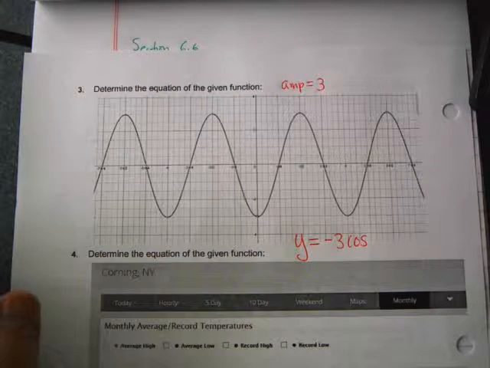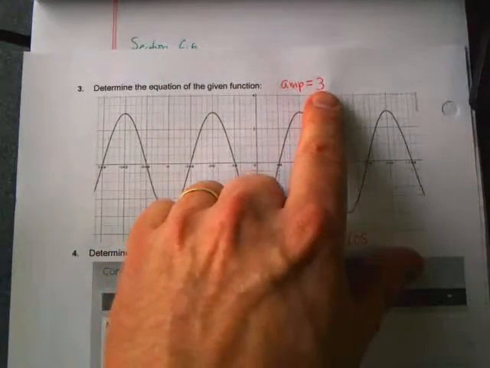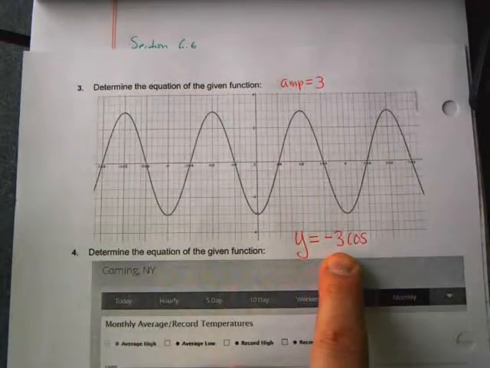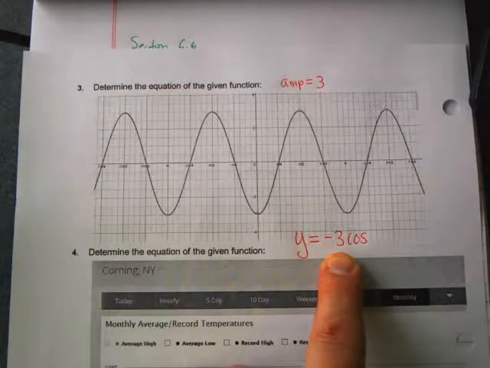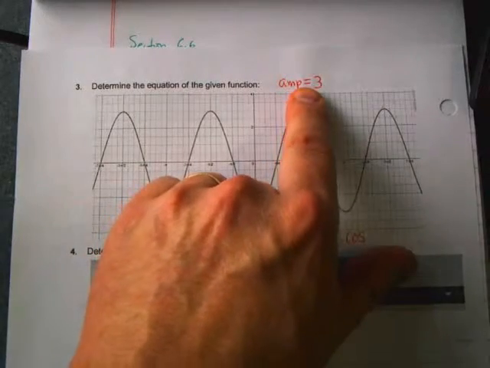Mike? I thought you said we could have negative amplitude. Amplitude is always given as a positive number. Okay. This number can be negative 3, but then we say the amplitude is 3. Okay. So this number can be negative, but amplitude is always given as a positive number.